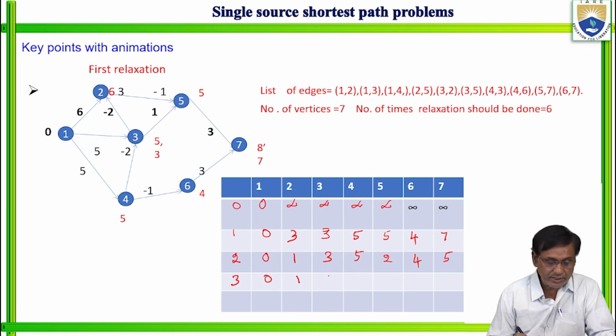Next, coming to the 3. 3 is 3 only because 1 to 3 is 5. Now 5 minus 2 is 3. This is 3 only. Then coming to the 4. 4 is 5 minus 2, that is 3 only. And 4 will be 5 only. Then coming to the 5.